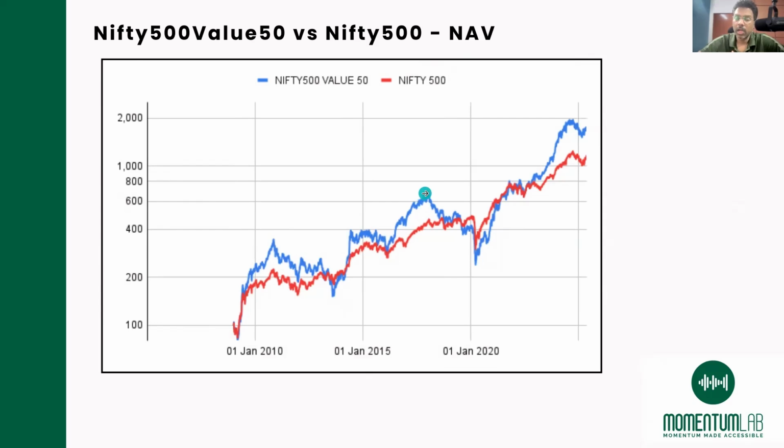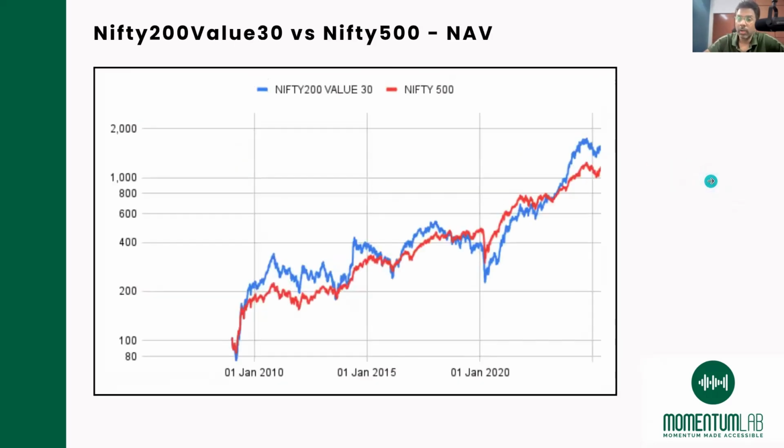Same story. Again, it outperforms and gives away all its returns and underperforms. And then again, the story starts. It again outperforms and again gives away. Right now we are seeing the outperformance peak that has happened. And again, it is now starting to underperform the Nifty 500. So these periods of outperformance and underperformance are common in value strategies, especially in Nifty 500 value 50 and Nifty 200 value 30. Let's take a look at Nifty 200 value 30 also.